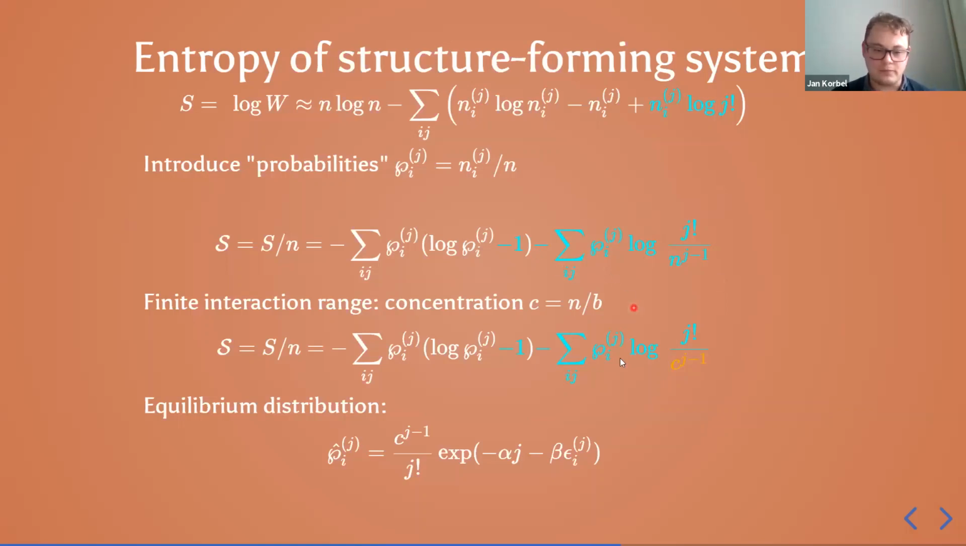Then you can do the same when you have a bit larger system and you say not every particle can interact with each other, and you introduce a concentration, then you get a small correction here. And then this equilibrium distribution we saw last time, there is an additional factor, which is alpha j, where j is the size of the molecule. So this is the Boltzmann factor, but this is the size of the molecule. And here is the concentration.